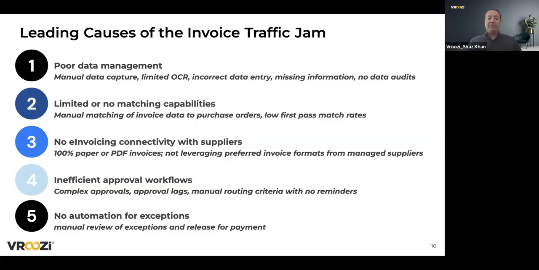And then finally, no automation for exceptions. There are a lot of invoices that will come in. Those invoices could be erroneous. They could be fraudulent. They could be mistaken in terms of the data put onto those invoices. Now, most companies will have a parked or an exception queue where individuals can review those, but there's no automation against that exception cycle. How do we send that invoice to the right person at the right time and then focus on that release for payment? So these are just some of the areas that we see within AP departments that are causing what we call the invoice traffic or logjam.